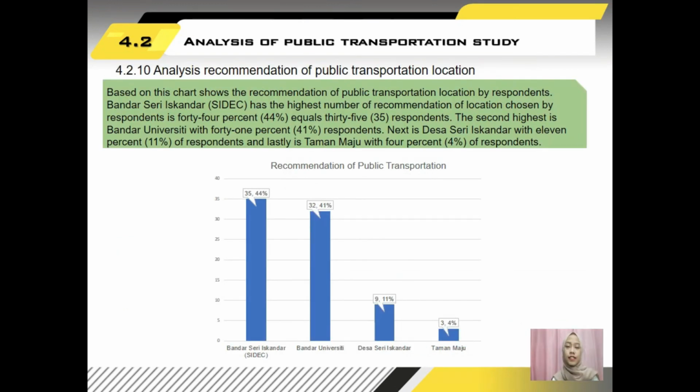Next is the analysis of the recommendation of public transportation. This chart shows the highest number of recommendations of public transportation is at Bandar Seri Iskandar Sidek with 44%, and the second highest is at Bandar University with 41%. Next is Desa Seri Iskandar with 11%, and lastly Taman Maju with only 4% responding.